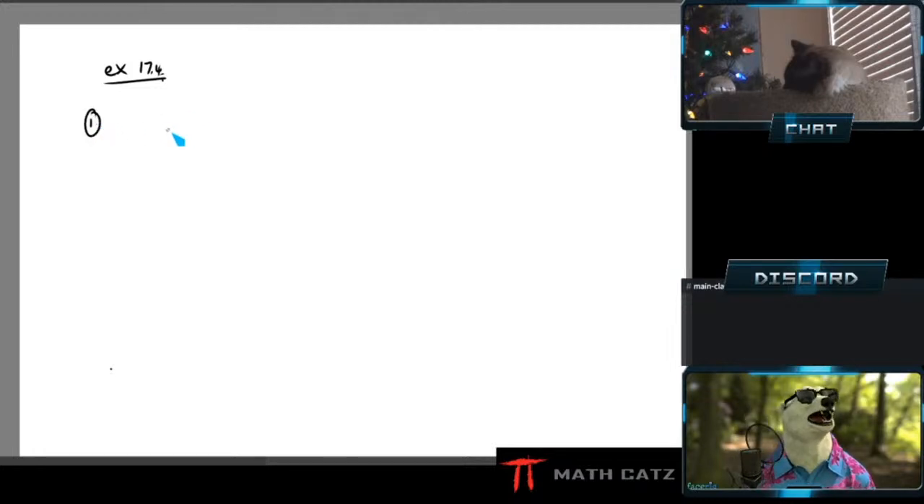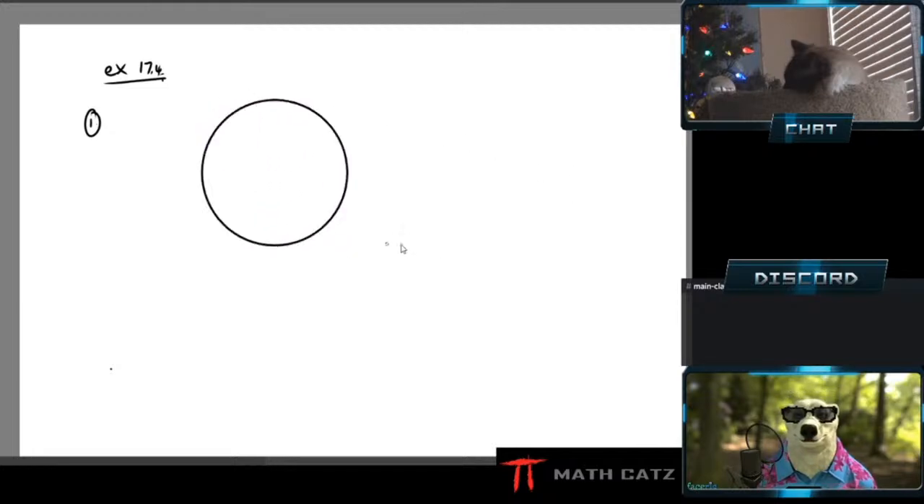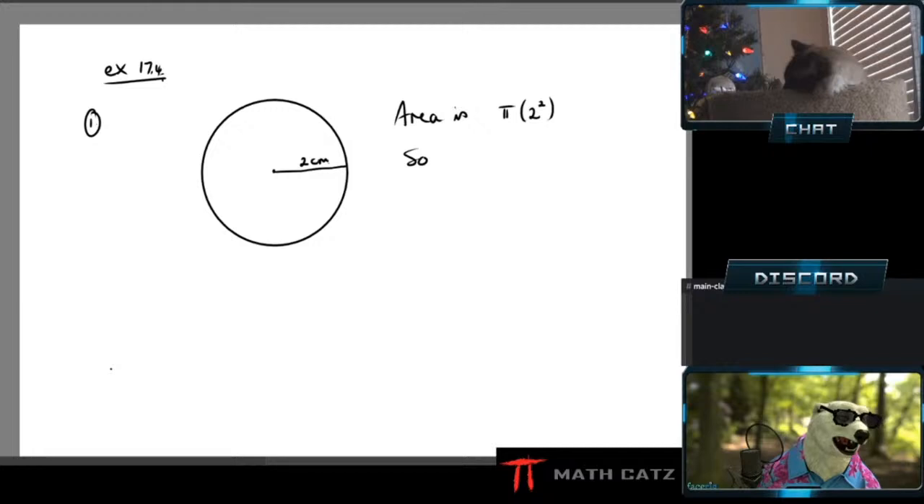So, I have a circle with radius 2. Well, I can draw a circle very easily. Let's try and make it look circular. There we go. I'll indicate the radius here, radius 2 centimeters. So the area is pi times 2 squared. Well, I can't really calculate pi in my head, can I?